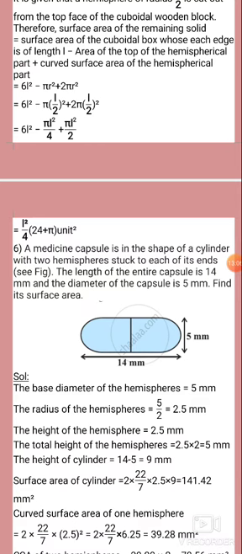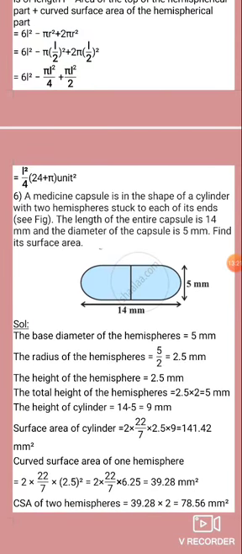So the height is same as what? The radius itself. Now the total height of the hemispheres is what? Two hemispheres are there, so 2.5 into 2 is equal to what? 5 millimeter. The height of the cylinder is equal to total 14 minus that 5, which is equal to 9 millimeter.